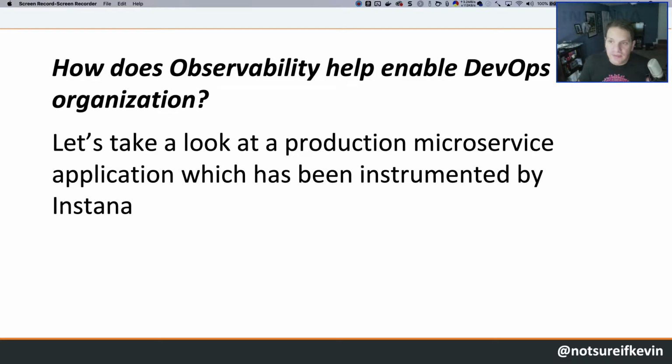So how can observability help enable your DevOps organization? And to show that to you, I want to take a look at a production microservice application which has been instrumented by Instana.